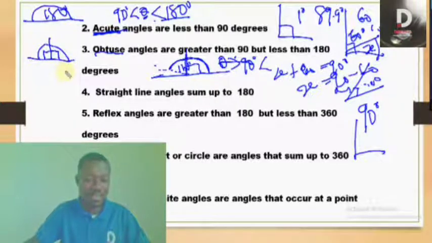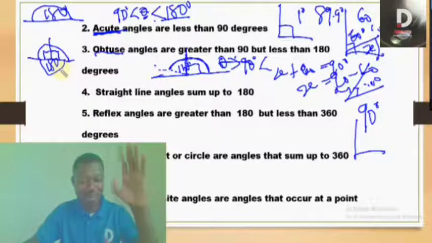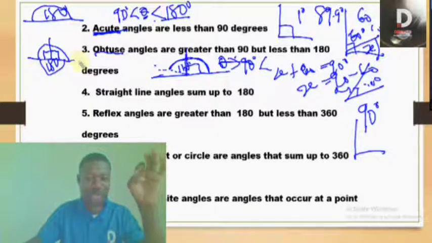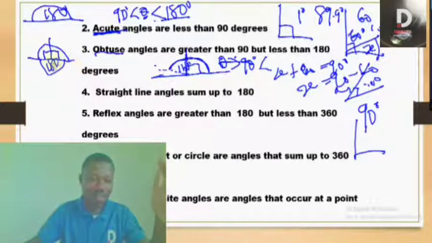So a semicircle is 180 degrees. So if I draw another semicircle here, it sums up to 180 degrees. It's equal to 180 degrees. I hope you are getting the picture very well. So that's a straight line. So acute angle, obtuse angle, straight line angle, summing up to 180 degrees.